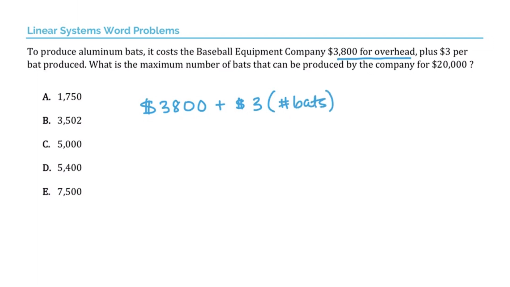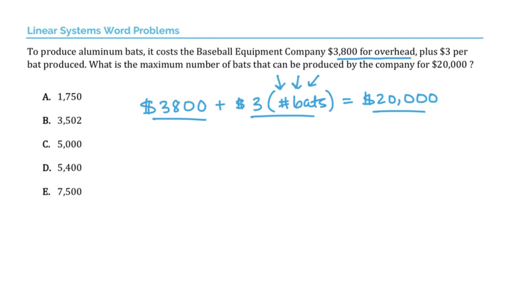What is the most amount of bats that they can produce? So what's the biggest number that I can have here for $20,000? So if I create this expression, right, I have $20,000 total. And basically with that $20,000, I need $3,800 for just that flat overhead fee, plus I need $3 for each bat I make. And the question is, what is that value of B? How many bats can we make for $20,000?